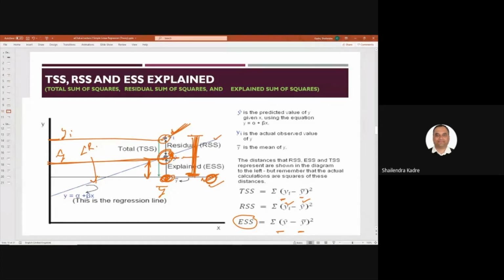So this is the intelligence we have developed by using our program, our model. The model has explained that much of the variance. So as madam said, the total sum of squares is nothing but RSS plus ESS.